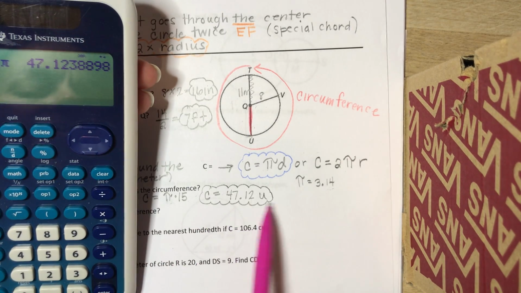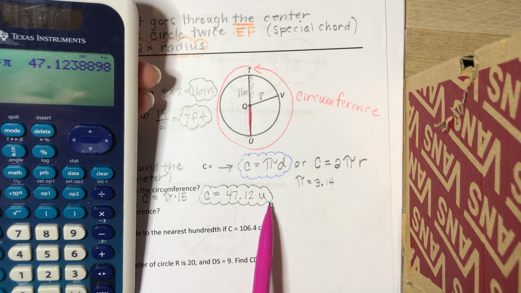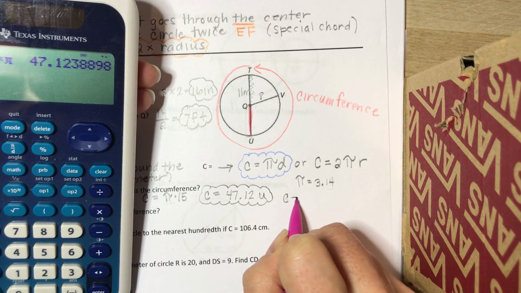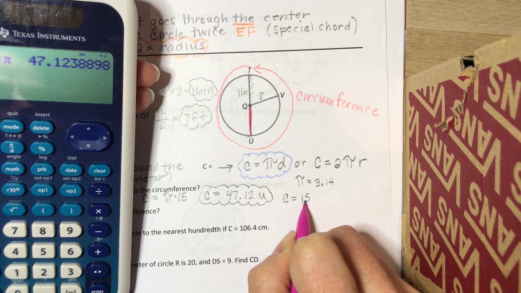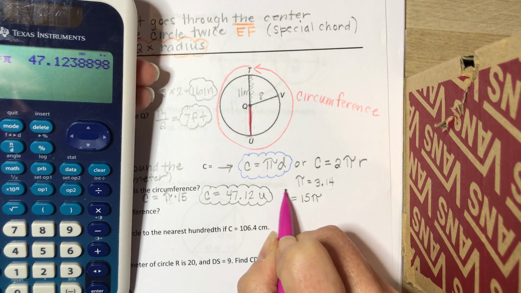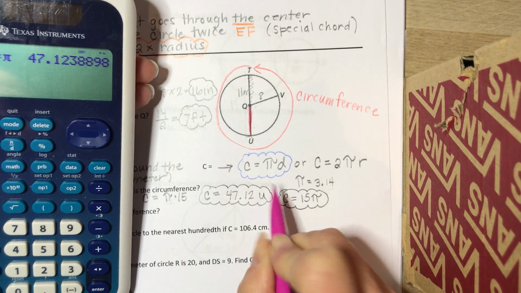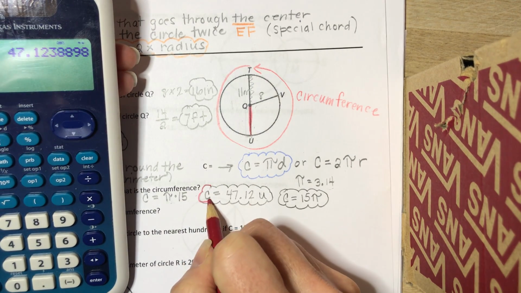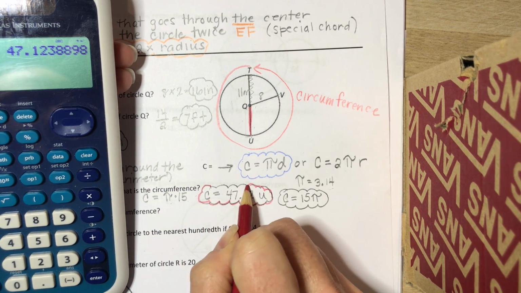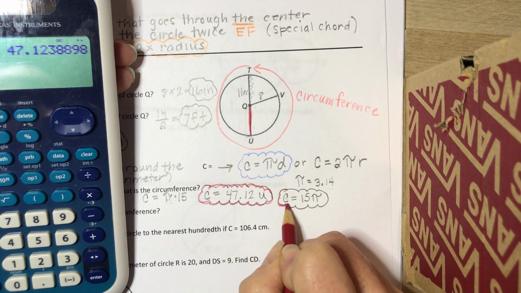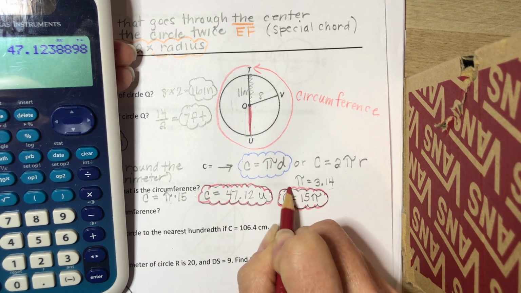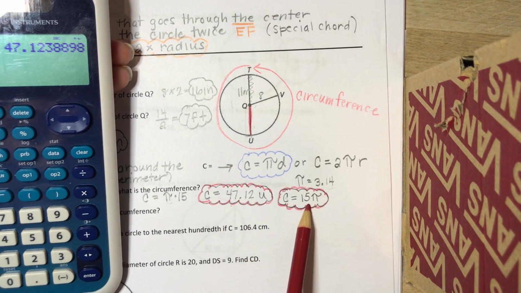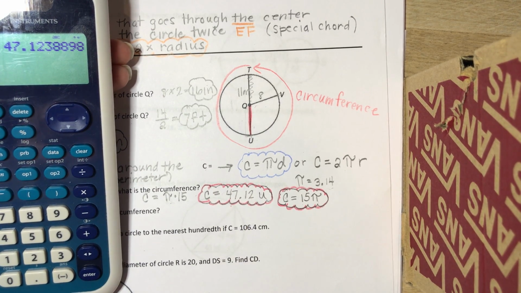You may see us keeping it in terms of pi. If we say to keep your answer in terms of pi, your answer would be 15 pi. All right, I'm going to bubble those a little bit just so that you know these are the way that we may ask you to keep your answer. This is a rounded answer. This is an exact measure, 15 pi.